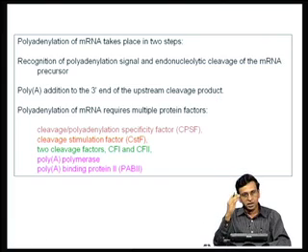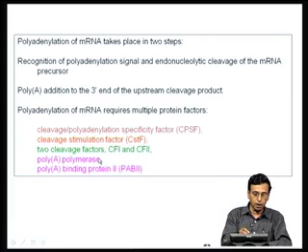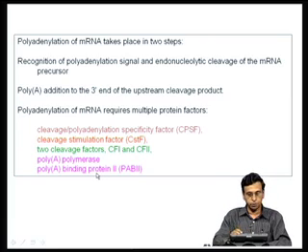So, there are two important events of polyadenylation. One is recognition of the polyadenylation signal and cleavage of the pre-messenger RNA, and once that is over, a series of A residues are added by two enzymes called poly A polymerase and poly A binding protein 2.